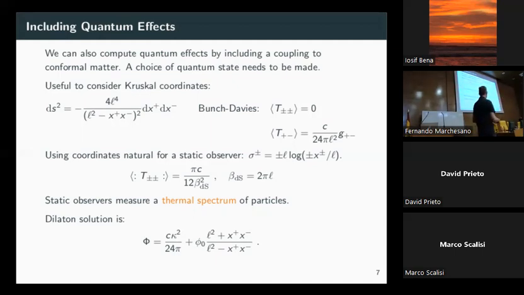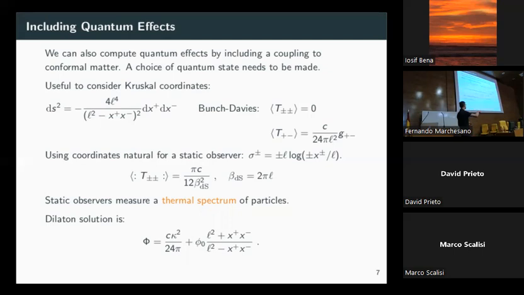If you write down the vacuum expectation value of the stress tensor in the Bunch-Davies vacuum in Kruskal coordinates, this is just 0. So in that sense, you see that it's a vacuum state. Well, there's also an off-diagonal piece that is proportional to the central charge c of the matter sector and the metric. This arises because of the conformal anomaly in two dimensions. However, these Kruskal coordinates are not a coordinate system that is natural from the perspective of the static observer.